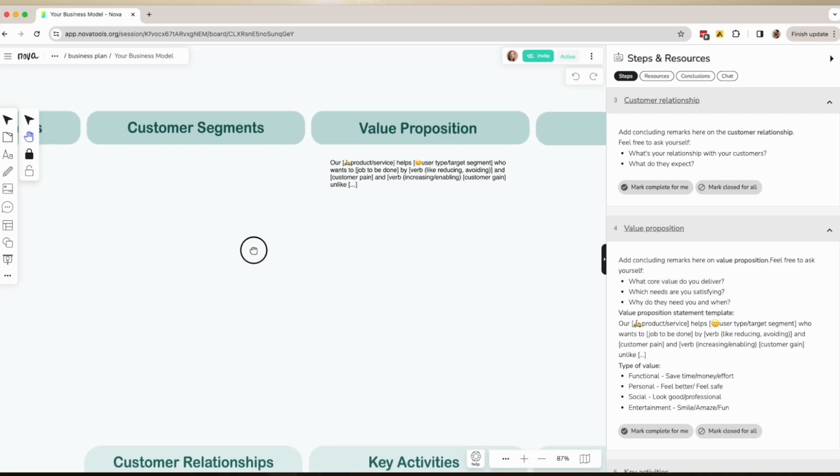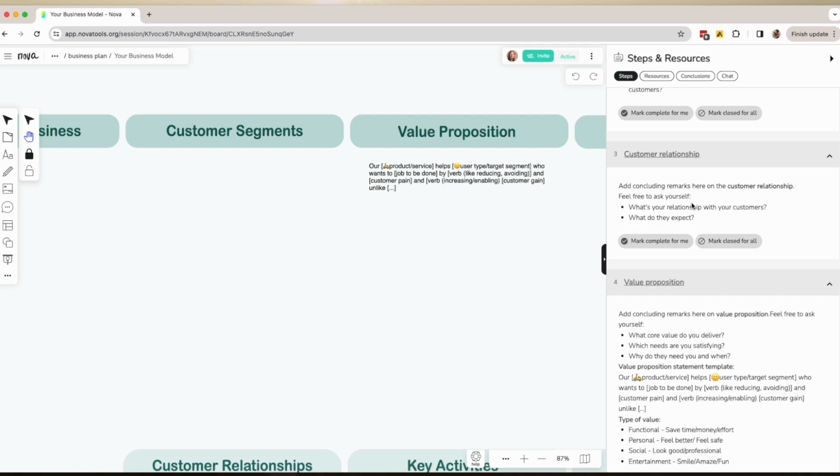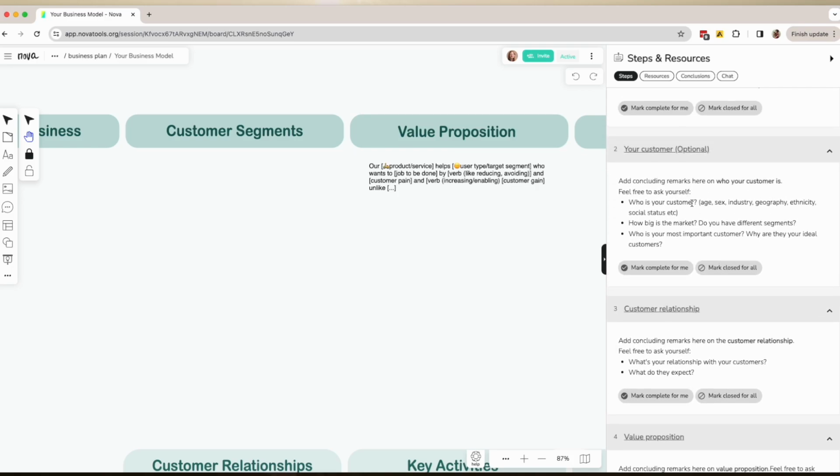4. Define customer segments. Identify who your customers are. These are the people who will benefit from your value proposition. Think about the different groups of people or companies that your business aims to reach and serve.